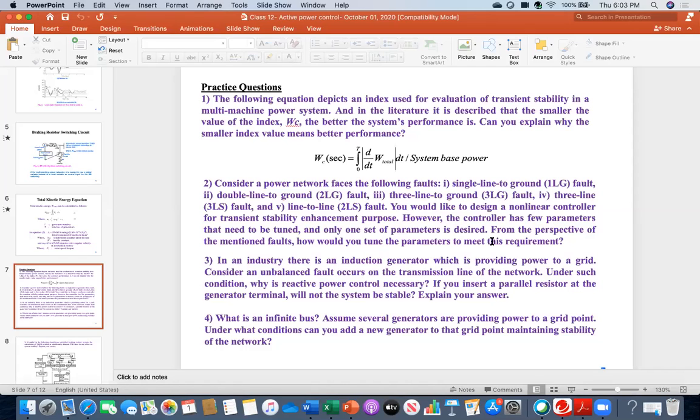So the answer is that when tuning the parameters and only one set of parameters is desired, my base will be the 3LG fault. That will be the answer. So how do you tune? You will say that I will consider the 3LG fault as the standard, as the basis to start tuning the parameters. Everybody, could you follow me? Yes, sir. Yes, doctor. So that will be the answer, the 3LG fault.